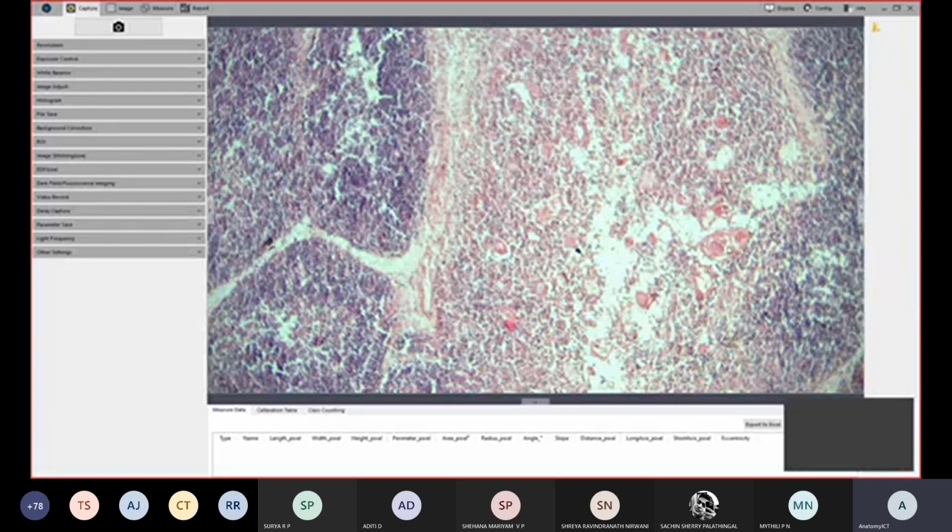So what is the function of these epitheliocytes? So one is they are supporting the lymphocytes. They are helping in the activation and the proliferation of the lymphocytes. Apart from that, they are secreting the hormones, that is thymulin and thymopoietin. So those are the other functions of the epitheliocytes.